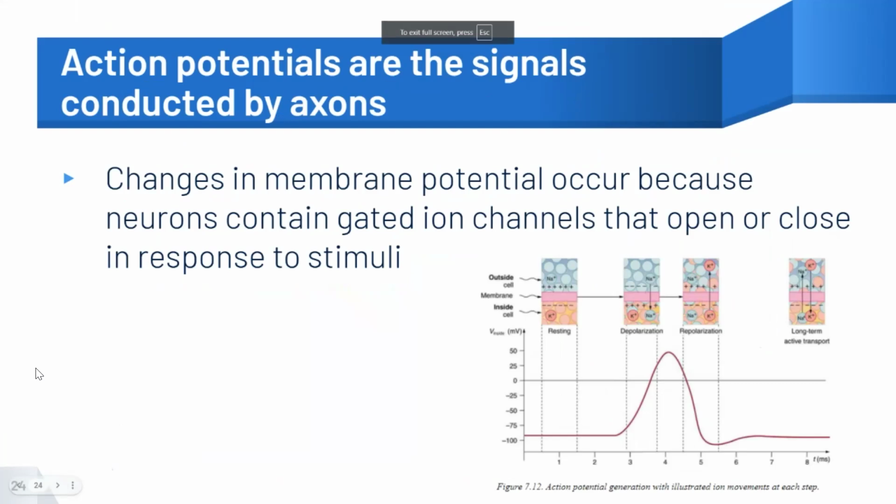Okay, so we've got that resting potential, negative inside, positive outside. So when we've got an action potential going down an axon, that is going to be an electrical signal going all the way down, and that's going to be caused by changes in that membrane potential. And that's going to be a response to a stimulus.